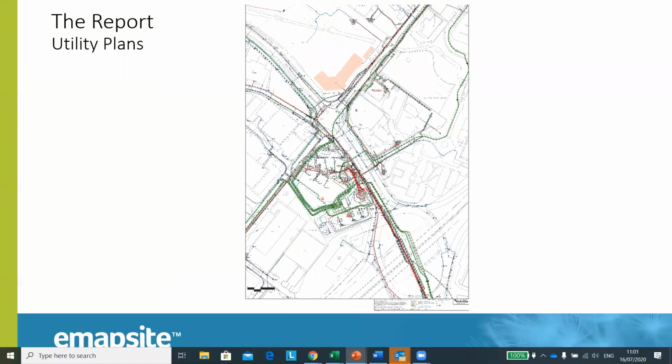This is where the industry is moving towards, but not everybody's there yet. So we will always ensure the best possible plans are procured for your site, but it's important to remember that the plans are only intended to be indicative. A physical ground survey is always going to be your best way to locate utilities, with plans being used as the basis for the search.